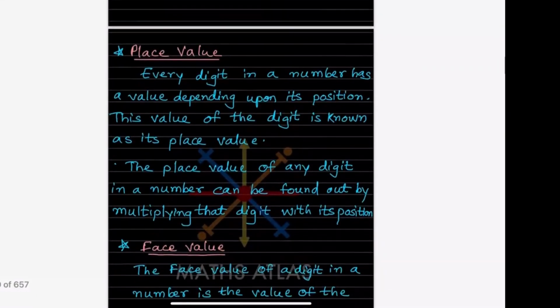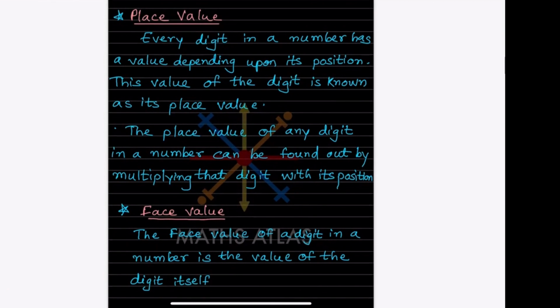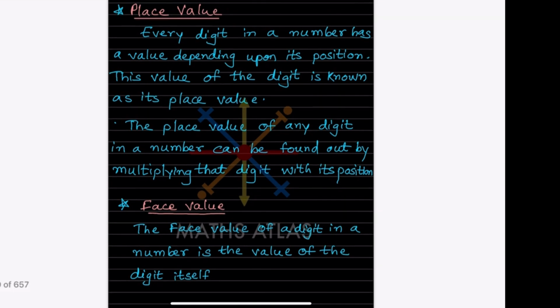Now let us see the place value and the face value. There is always a confusion between the place value and the face value. If somebody asks you the definition of the place value: every digit in a number has a value depending upon its position. This value of the digit is known as the place value. Let us see with the help of an example, and I will explain to you.